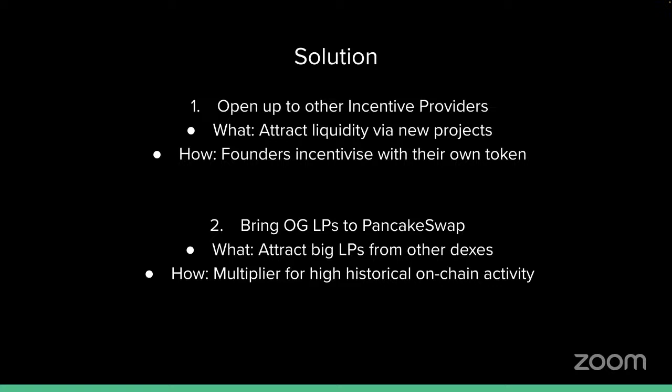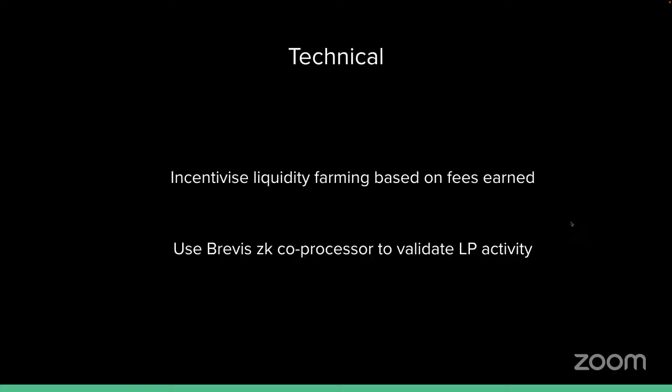The second solution would be to attract big LPs from other DEXs. And we do that by allowing incentive providers to offer a multiplier to LPs that are proven to have earned fees above a certain threshold externally on other DEXs, probably even other chains. Technically, we do this by distributing farming rewards based on the proportion of earned fees in the current pool.